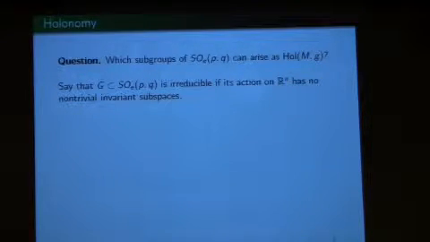Is there a de Rham decomposition for manifolds?